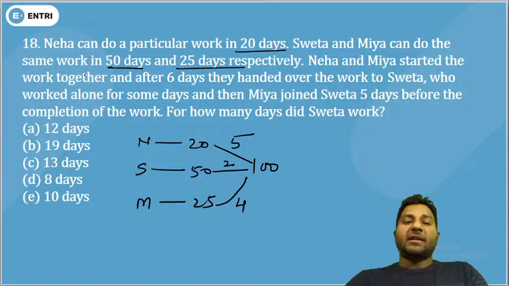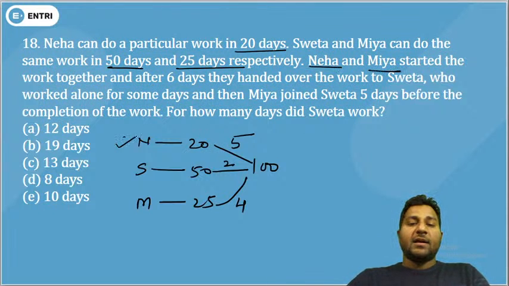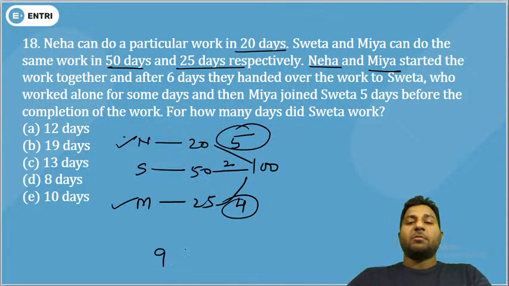Neha and Miya started the work together, and after 6 days they handed over the work to Sweta. So Neha and Miya have 9 units per day.